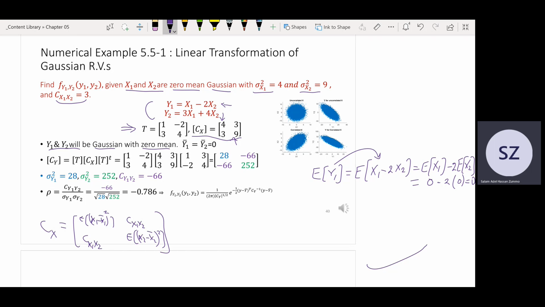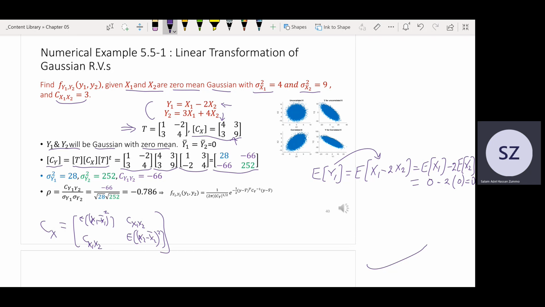Now the remaining is to get the covariance matrix of y. We know from the derivation that we did not do, although I gave you the final answer, it's equal to the transformation matrix multiplied by the covariance matrix of x1, x2, multiplied by the transformation matrix transpose. We just do the matrix multiplication, and we get exactly this. You know how to do matrix multiplication, right?